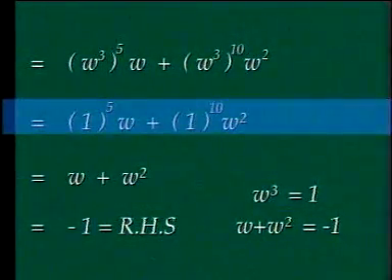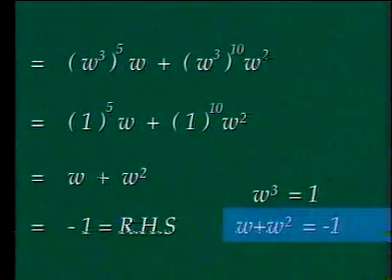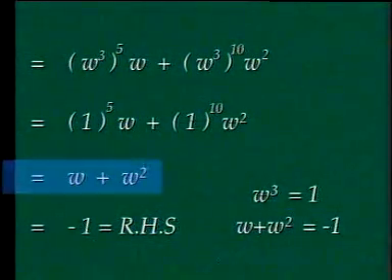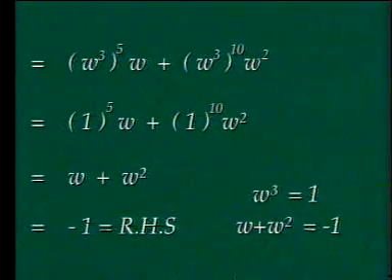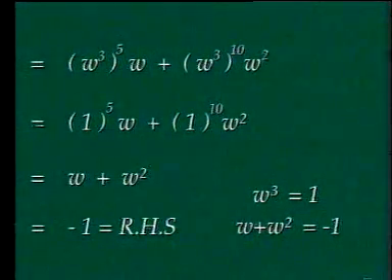That will give you 1 power 5 is 1. So this is omega and this is omega square, because 1 power anything is 1. Now you got another property, that is omega plus omega square is equal to minus 1. This means omega square plus omega is equal to minus 1. That is equal to your right hand side, which proves the identity that was given to you.